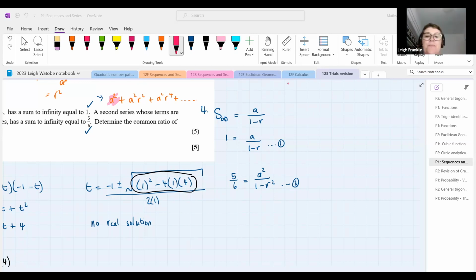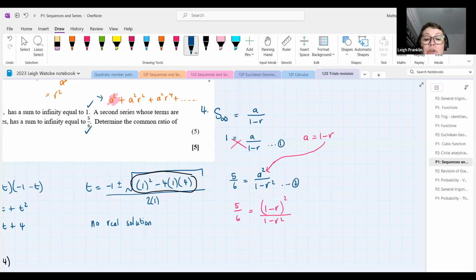But no stress. What I'm going to do is make A the subject of the formula so that I can sub in over here and I can work only with my r's. Remember, I'm going to rearrange my linear and always sub into my quadratic. So when I cross multiply over here, I get A is equal to 1 minus r. And now I'm going to take that and sub it in over here. So I've got 5 over 6 is equal to 1 minus r, and I'm going to square that, over 1 minus r squared.